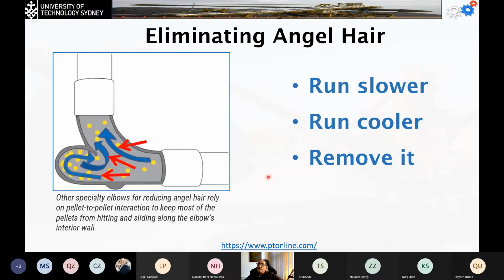Another process to do that is simply having the extension. Now, the main problem we have here is that this extension, yes, is going to prevent the angel hair creation, but it's going to run slower, run cooler, and then we need to remove it. And the problem we're going to have here is we're going to lose some energy required to move the material.